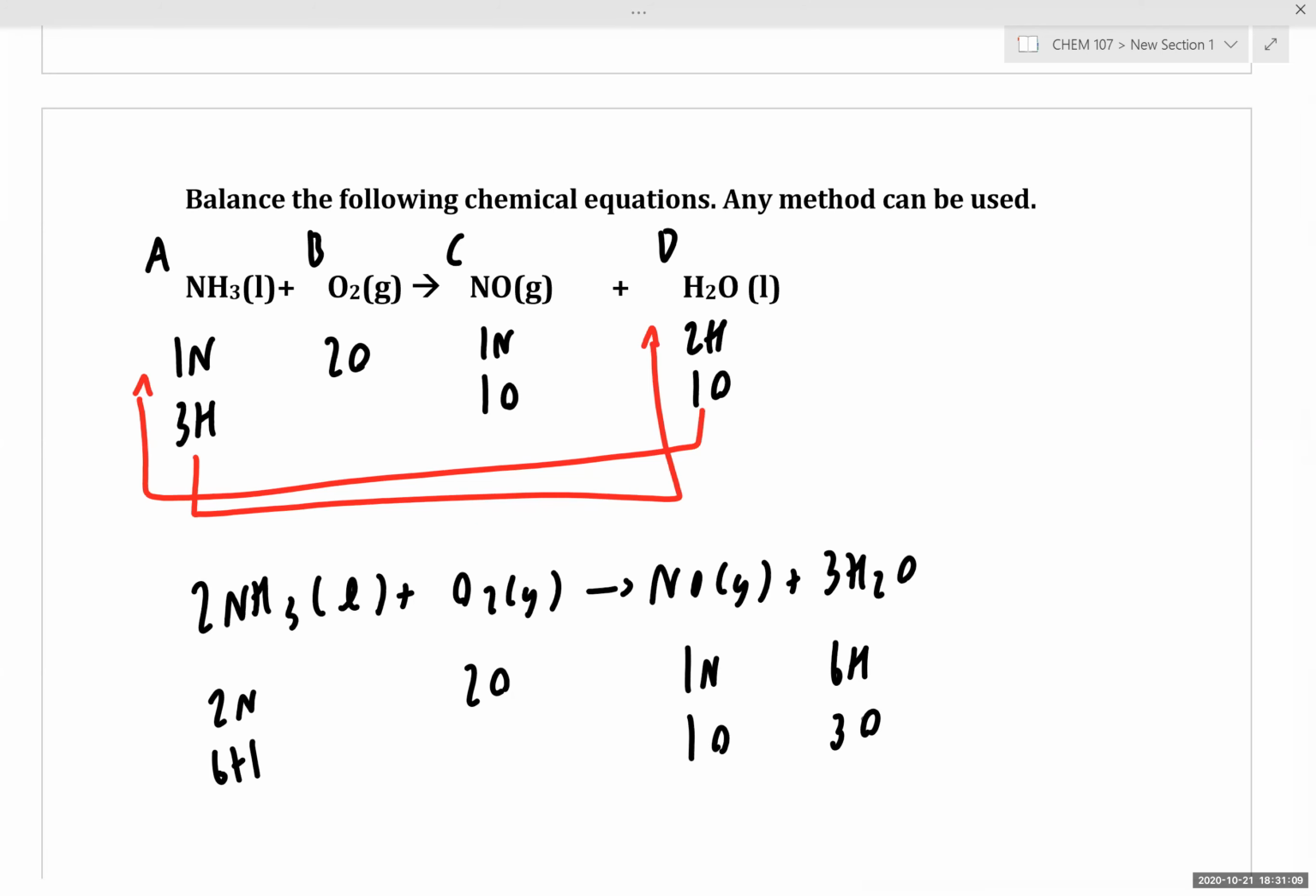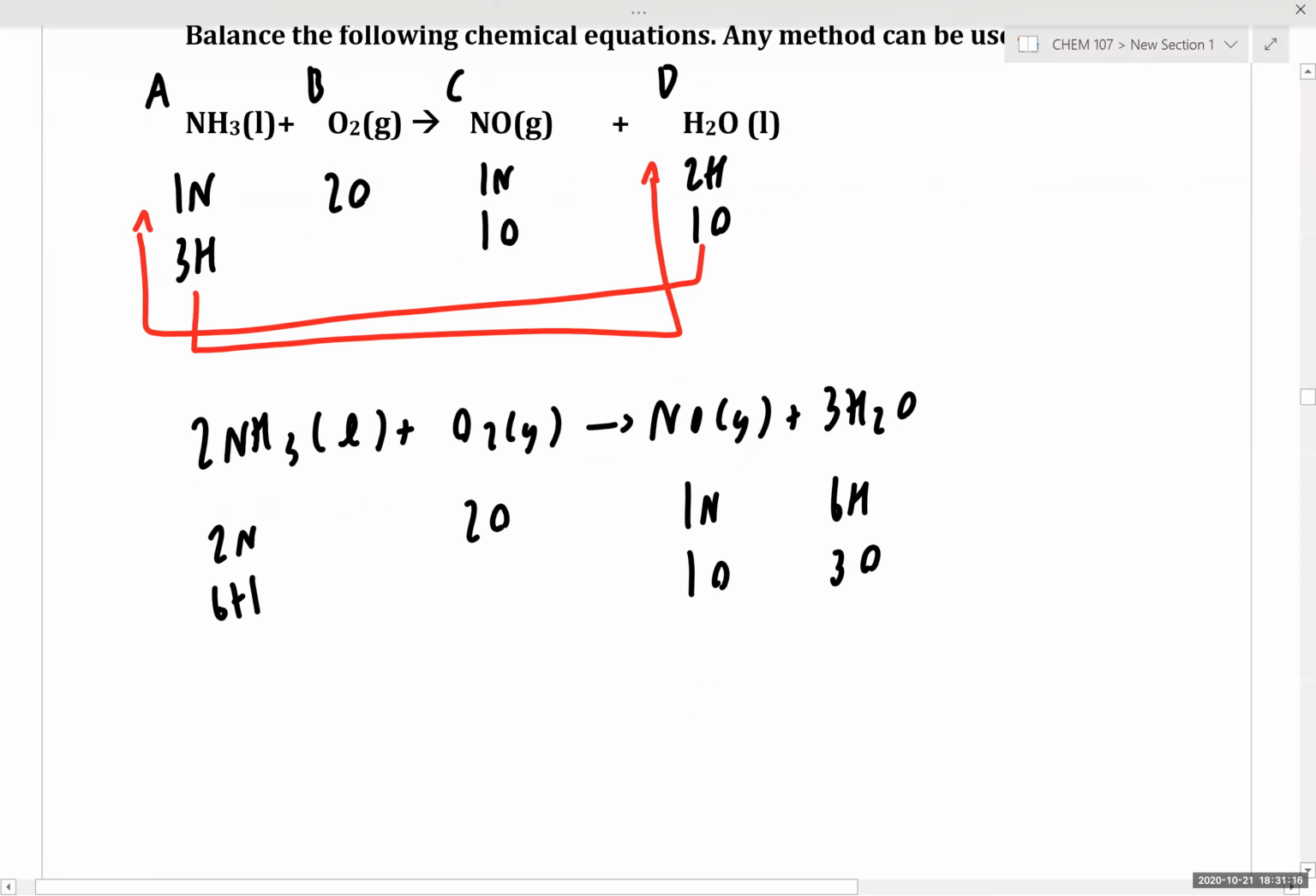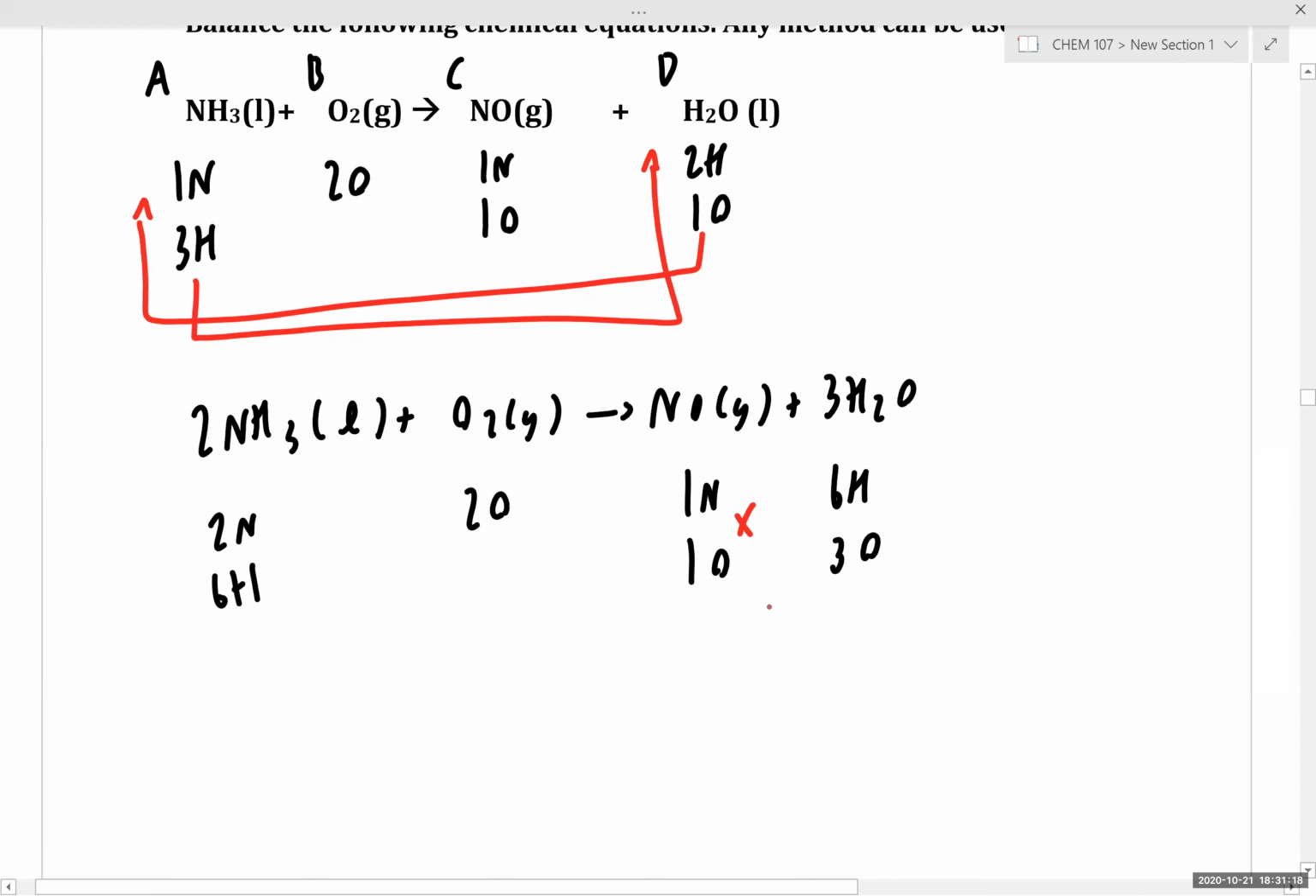So in order to balance nitrogen, what we're going to do is we're going to guess and place a coefficient for nitrogen monoxide. So 1 times what would give us 2 nitrogens? What coefficient do we need for nitrogen monoxide? 2. 2, yep. That gives us 2 nitrogens and 2 oxygens. So in total, we have 5 oxygens on the right.